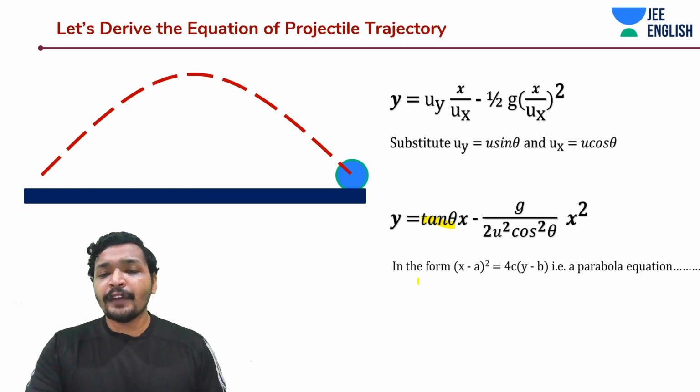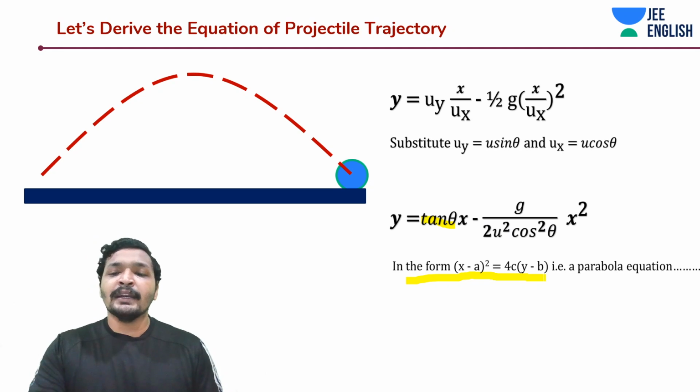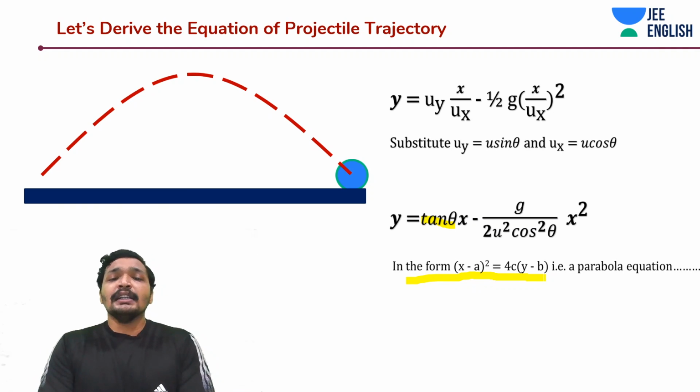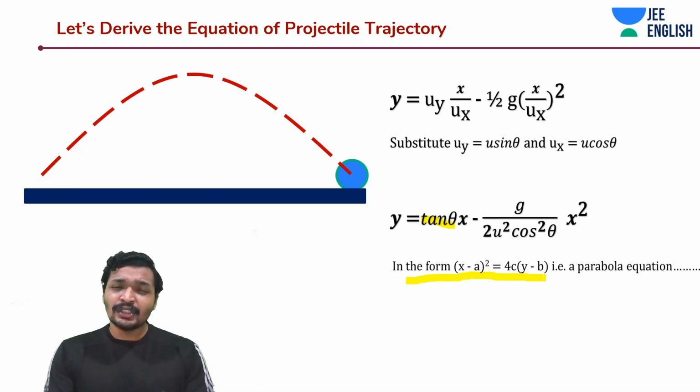And it is in the form of (x minus a) the whole square is equal to 4c into (y minus b), which is nothing but the equation of a parabola. Very simple. You may not want to remember this. You know how to do this now.